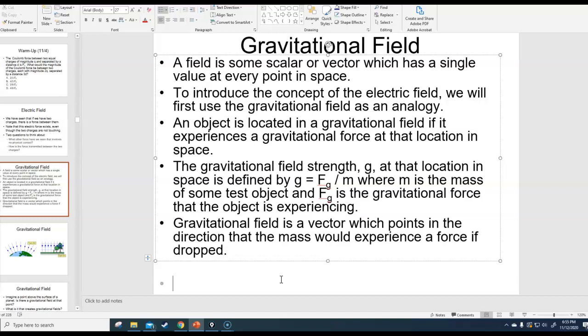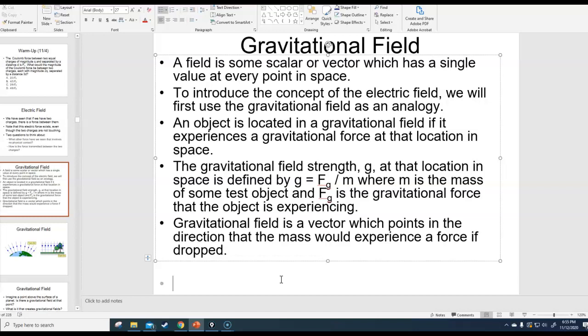So anyway, talking about the gravitational field. An object is located in a gravitational field if it experiences a gravitational force at that location in space. Everywhere in the universe, at every point in space, there is a single value for the gravitational field.